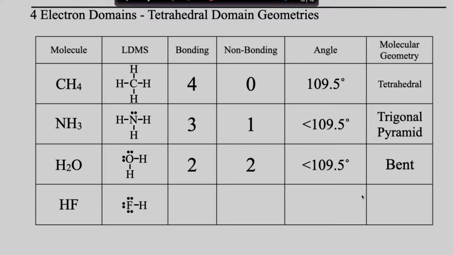All right, so guys, we got one more to go. And the last one that we need to talk about is HF, where we've got 1 bonding and 3 unbonded domains. And guys, this looks like this. There's our H, there's our F, 3 big unbonded pairs of electrons hanging off to the side. What do those 3 unbonded pairs of electrons do to the angle?